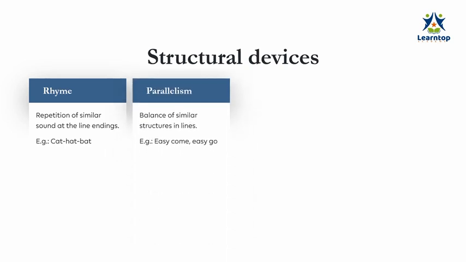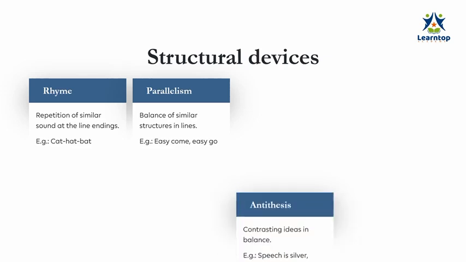The next one, parallelism, is used when a balance in structures is created in lines. For example, easy come, easy go. Notice how the structure repeats. This gives rhythm and clarity to ideas.